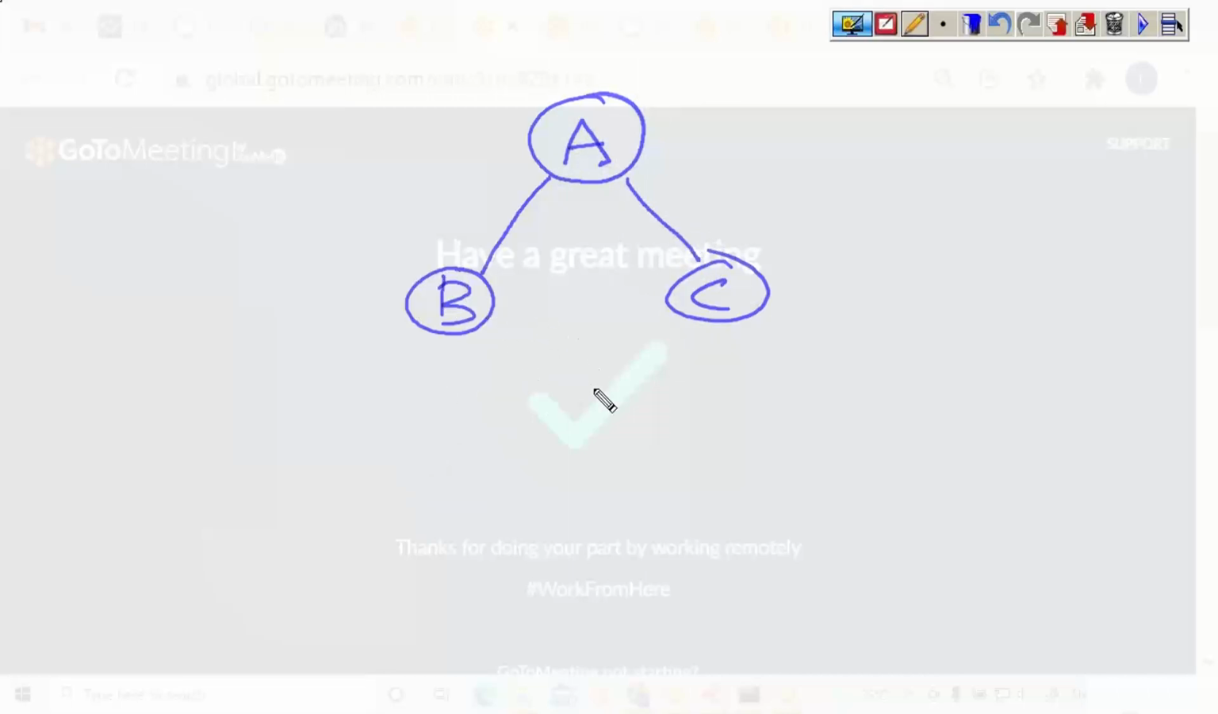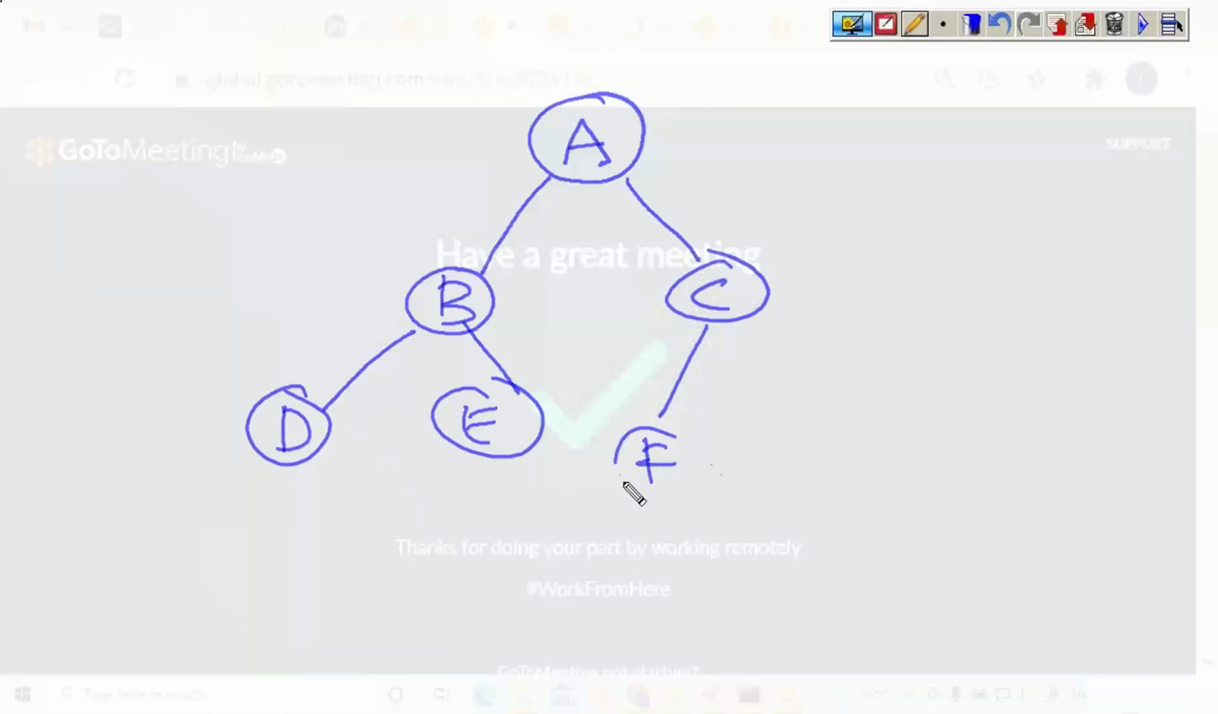B also can become a parent to maximum two childs. Let us consider left side is one child, right side is another child. C also can have maximum two. Any parent can have maximum two. There may be zero, there may be one, maximum two, not more than two.